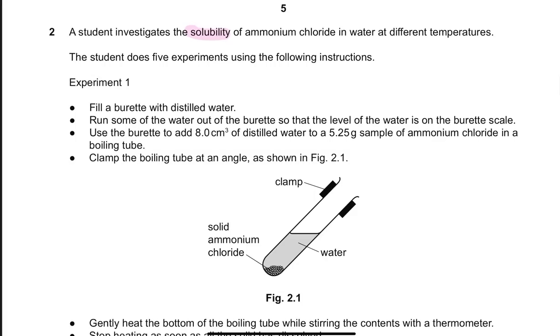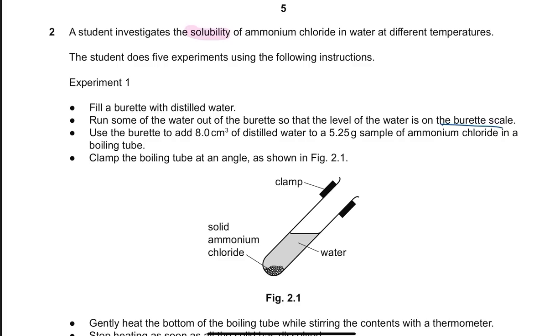So the burette is filled with distilled water. Run some of the water out of the burette so that the level of water is on the burette scale. Obviously, we don't want bubbles forming at the end of our burette or near the tap. We do this in A levels. We first run it a little so as to basically prevent bubbles from forming, right? To actually have accuracy during our experiment.